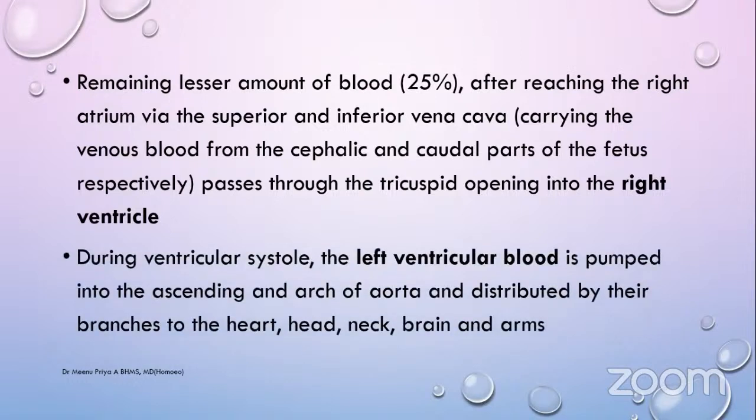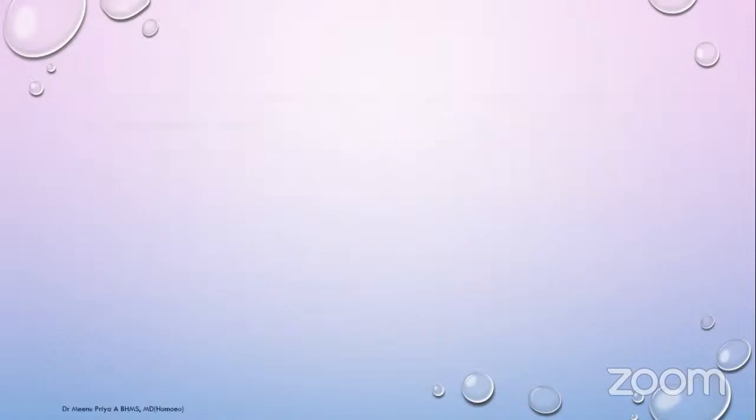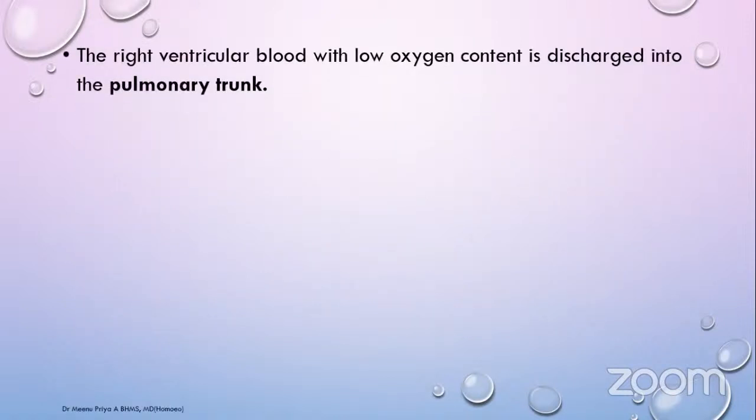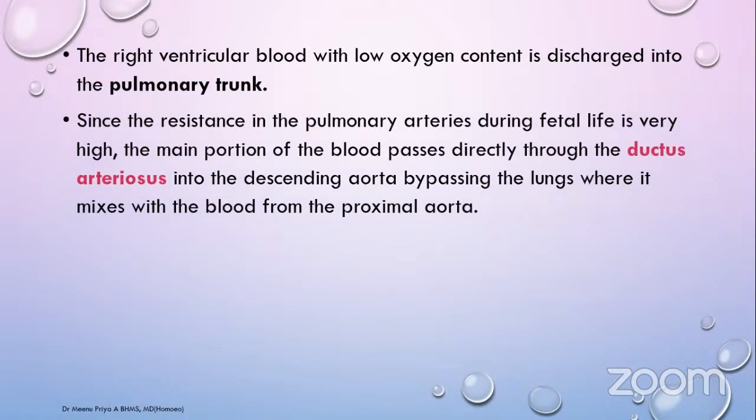During ventricular systole, the left ventricular blood is pumped into the ascending aorta and arch of the aorta and distributed by their branches to the heart, head, neck, brain, and arms. So the blood flow to these parts is from left ventricular blood. The right ventricular blood with low oxygen content is discharged into the pulmonary trunk. Since the resistance of pulmonary arteries during fetal life is very high because there is no active respiration, the main portion of blood passes directly through the ductus arteriosus.